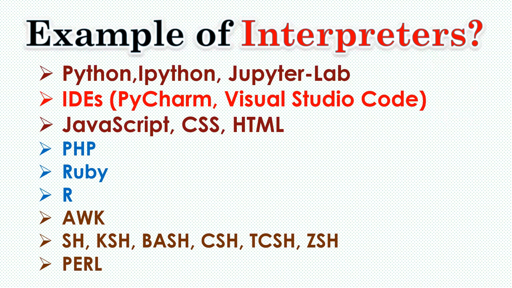PHP, Ruby are very much for web programming as well as general purpose programming. Python does all of them, scientific programming, artificial intelligence, data science, and then as well as web programming. R language is for basically statistics, formula analysis, and then a lot of stock market and everything. You can do a lot with the R language.